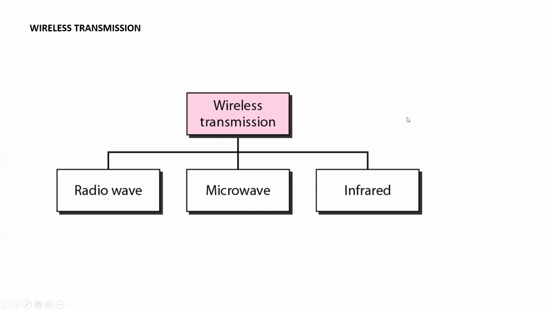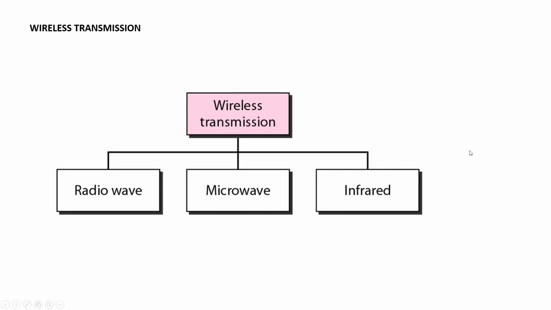Infrared communication means what? For short range communication, like the remote controls used for our TVs and VCRs, we use this infrared wireless communication. So radio wave we have discussed; microwave, satellite; infrared means your remote control on the television. That is infrared communication.